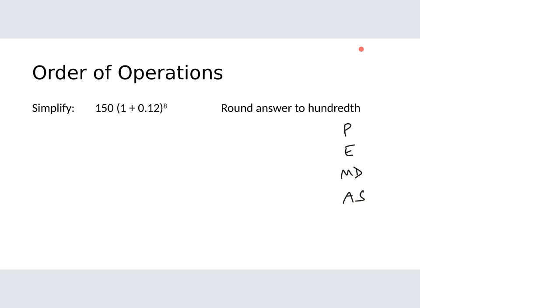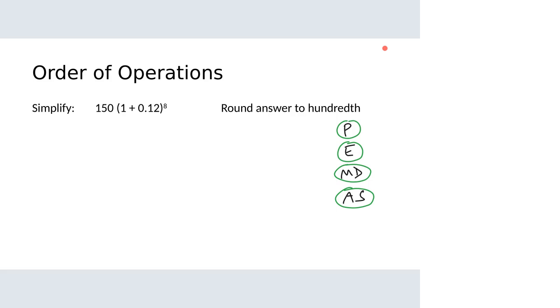What that means for us is if you have any work to do inside parentheses, that goes first. After that's all done, look and see if you have any exponents. Then look to see if you have any multiplying and dividing to do. We're going to do that left to right. And then finally, if you have any adding and subtracting left to do, we'll do that left to right. We want to keep that in mind as we simplify an expression that looks like this one over here: 150 times, parentheses, 1 plus 0.12, parentheses, raised to the 8th.